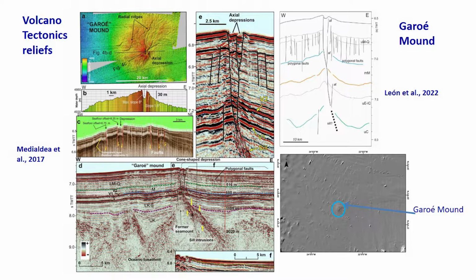This is a special case, it's an outlier that appears in the area. We call it Garoe Mound or Garoe Bulge. It's a kilometric structure with a dome type, but it is faulted in the axis and in the flanks by several normal fault depressions.